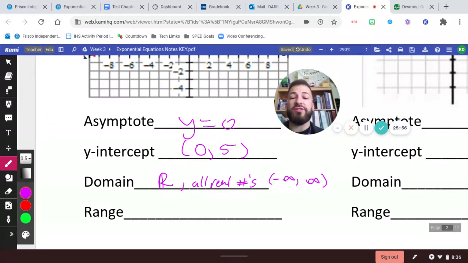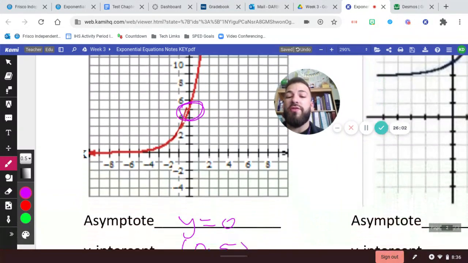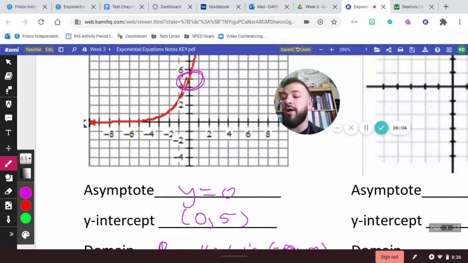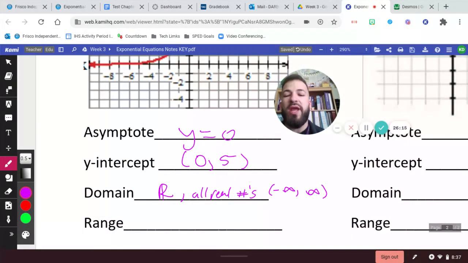Now our range, remember, has to do with our y values. Looking at our y values, well, we already know our asymptote is the lowest it can get. It's not ever going to cross the asymptote. Well, as it keeps going up, it looks like it's going to go on forever. So I would just say my range is all y values that are greater than my asymptote, which is 0. So my range would just be y is greater than 0.